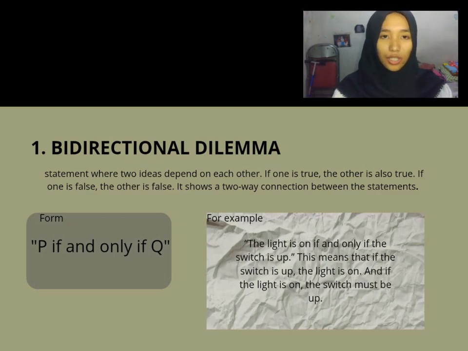Example: the light is on if and only if the switch is up. This means if the switch is up, the light is on. If the light is on, the switch must be up. Both are true or false together.